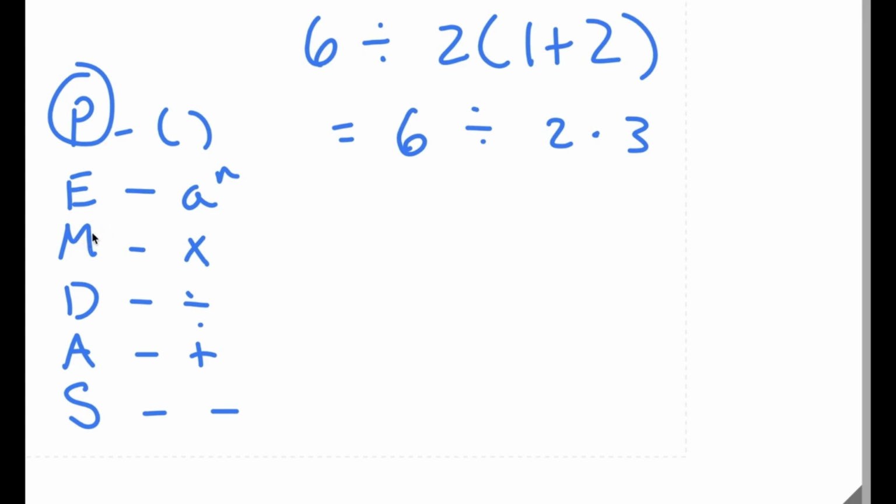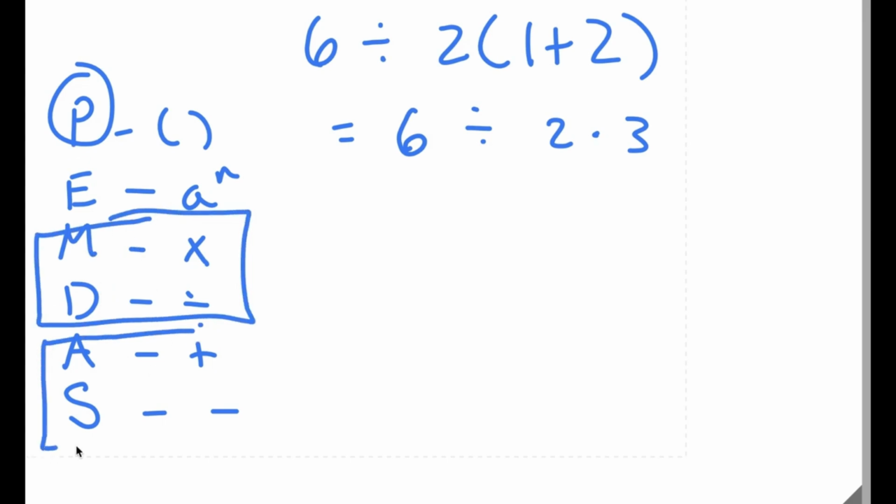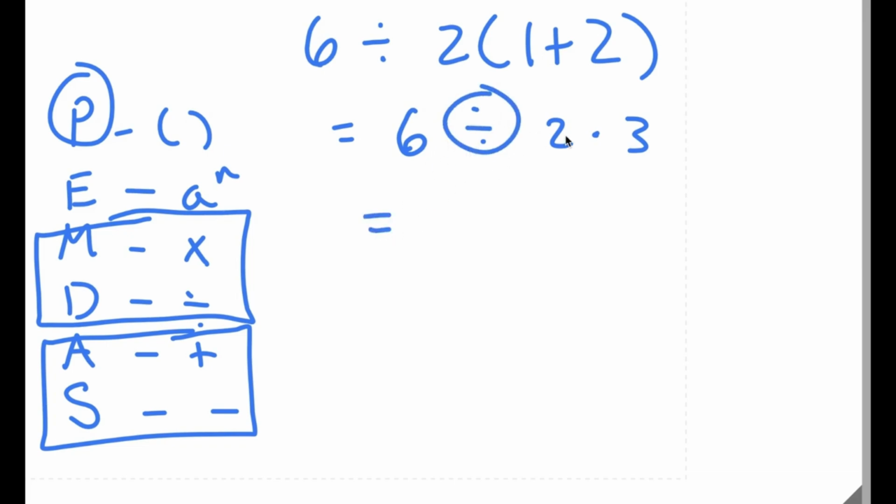So now we're going to go down to multiplication. For multiplication and division, although it's written like this, these two are actually in the same box, and the same goes with addition and subtraction. Whichever one of these two comes first, multiplication or division, that's the one you start with. Going from left to right, we have division, so we use that first. So now I have 6 divided by 2, which is equal to 3.